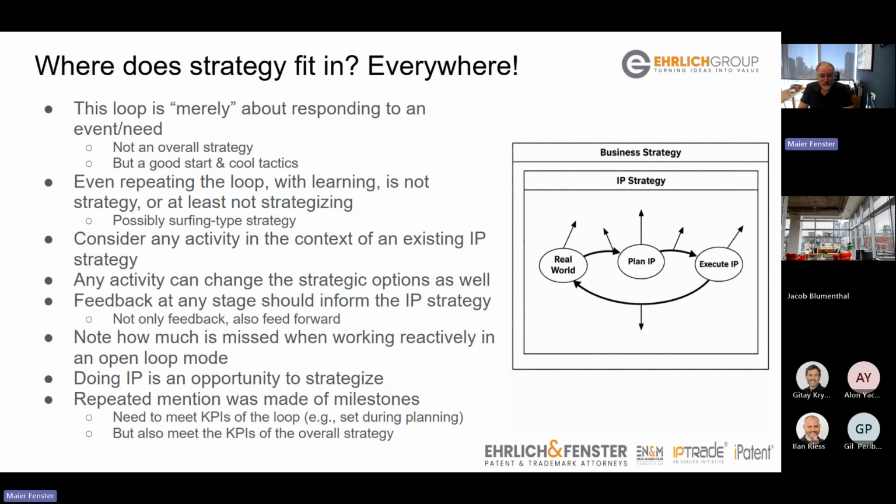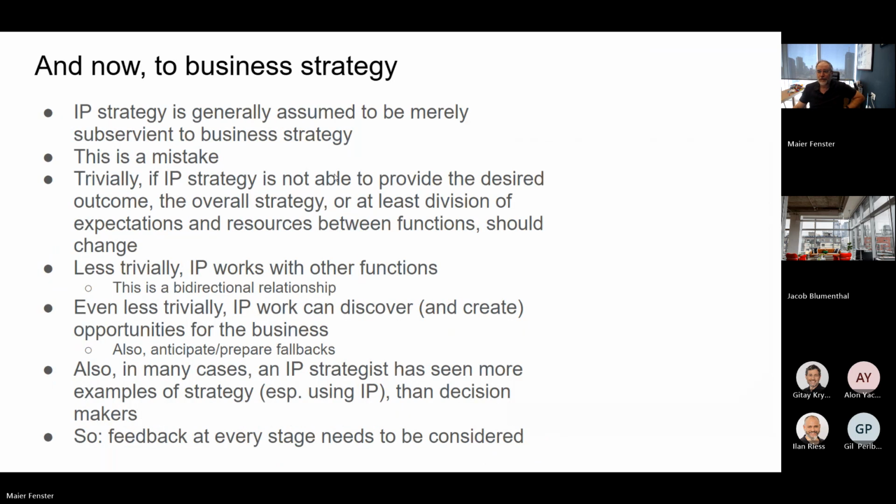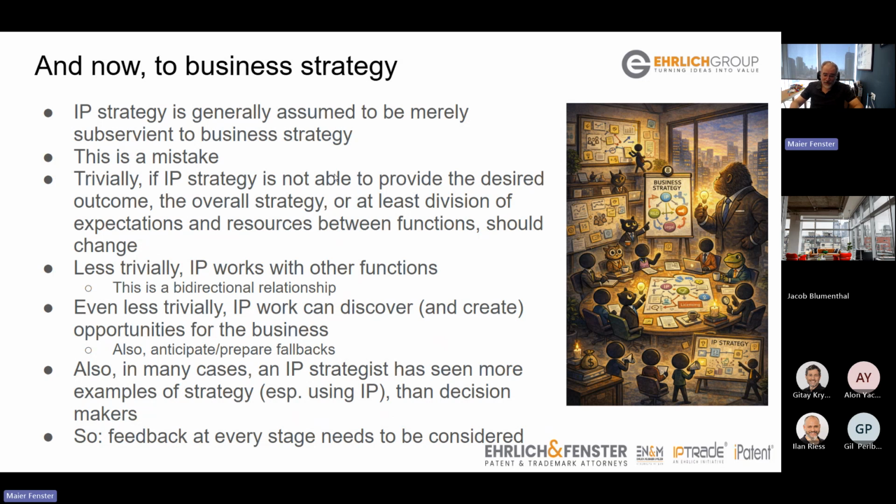And I want to point out there's two different KPIs that I've been talking about. One has to do with the loop itself. If you remember, during the planning and during the execution, we talk about things we're going to measure. But you also have KPIs of the overall strategy, which also have to be kept track of. IP strategy, but it can go all the way to business strategy. Usually we assume that IP strategy is just subservient to business strategy, but that is not true.